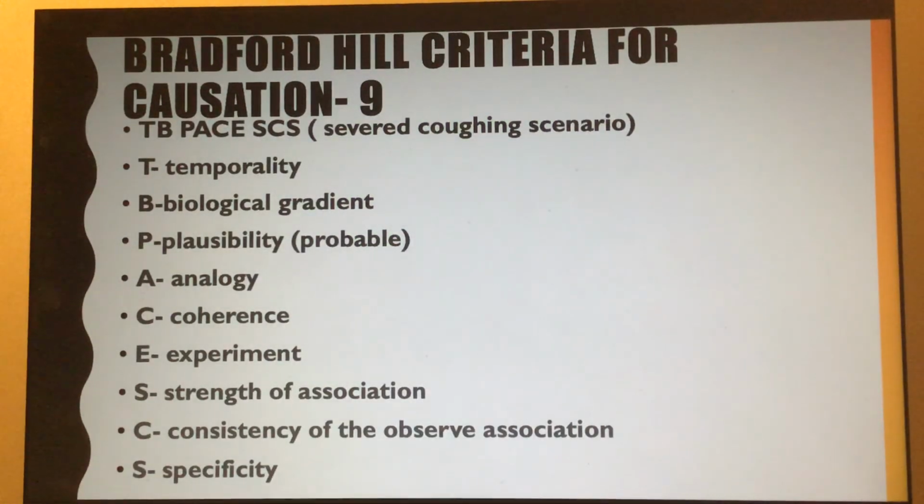So the last part will be the Bradford-Hill criteria for causation. So this is the criteria to assess the degree of causation. To remember this criteria, there is an acronym that you can use, which is TB, tuberculosis, PACE, the severe coughing scenario. So these 9 criteria are the essential components to assess the degree of causation.